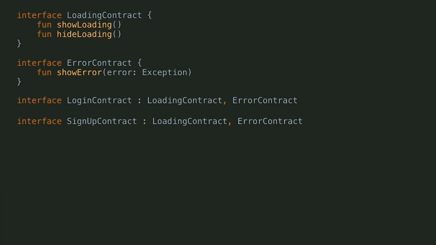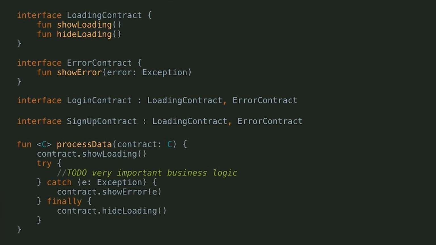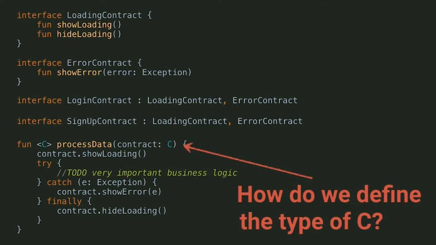If you think about it, these two experiences in the app are pretty similar. They both require a loading UI, and they might both fail and show some sort of error. Now, if you want to implement some sort of processing method that is generic enough to accept either a login or a sign-up, but should be able to show error and loading, how can we define the type of that C so that we don't need to write it multiple times or have complex if casting, etc.? Anybody know how the syntax works here?